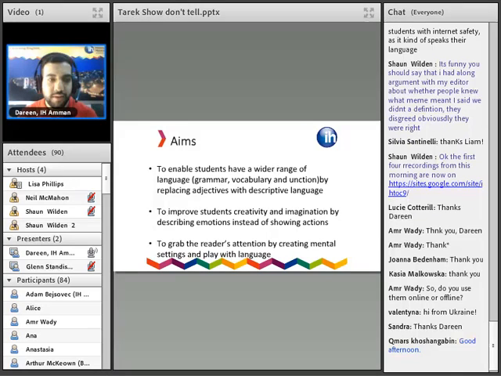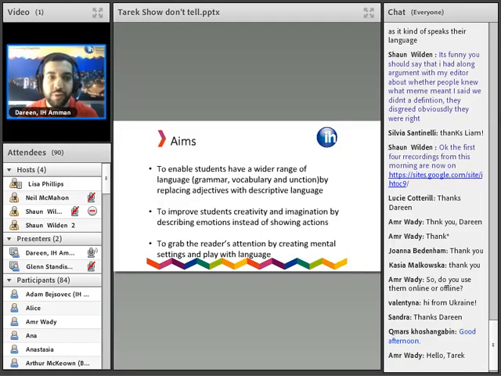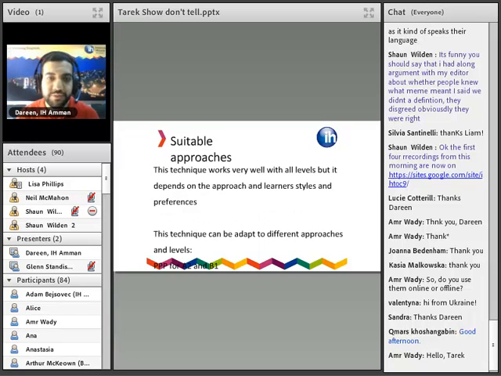Now, the aim of the whole idea of show don't tell is to enable students to have a wider range of language, whether grammar, vocabulary, or functions. It depends on what you want to focus on. You will improve your learners' creativity and imagination by describing events instead of only showing the action. You can grab the reader's attention. You will learn how to write creatively in order to grab the reader's attention.